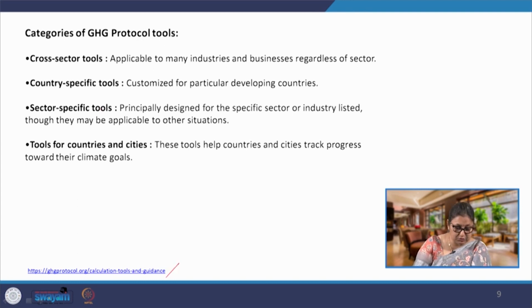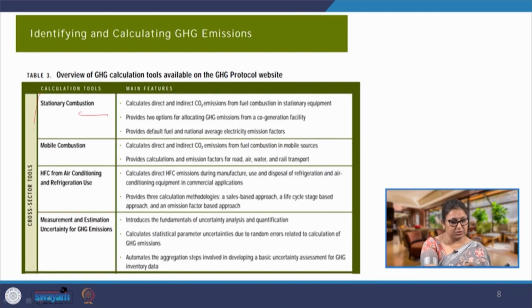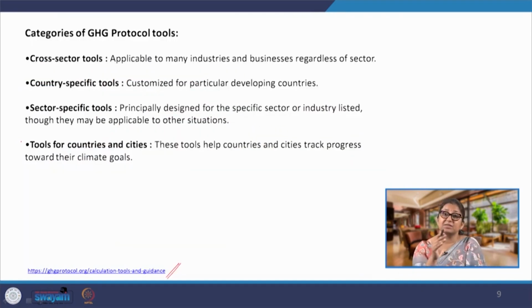You can continue to look at the link that is given below, and you can go to these links. You will find a lot more information on these web pages, and several tools are there. Now, for these tools, the categories of calculation and the emissions remain the same, but depending upon the scale and applicability, they may be categorized into these 4 categories.